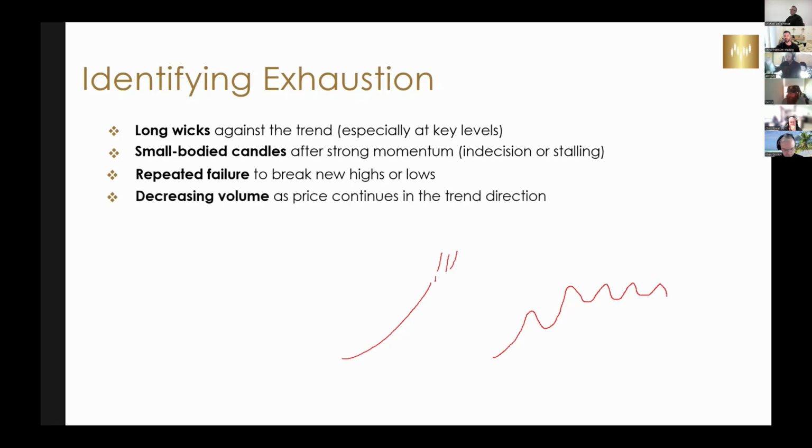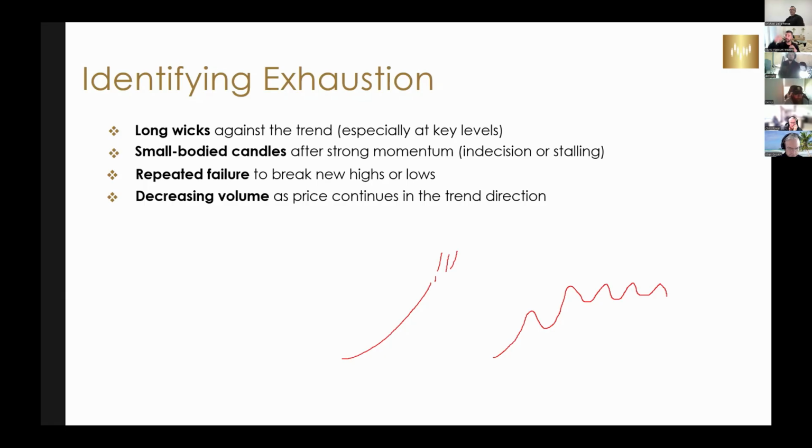Decreasing volume as price continues in the trend direction. So even if it's moving in the direction of the trend, we haven't reached the level of support, we haven't reached the level of resistance, and the candles start to decrease in size. You don't necessarily need to hit the level of resistance and then get small bodied candles. It doesn't work like that.